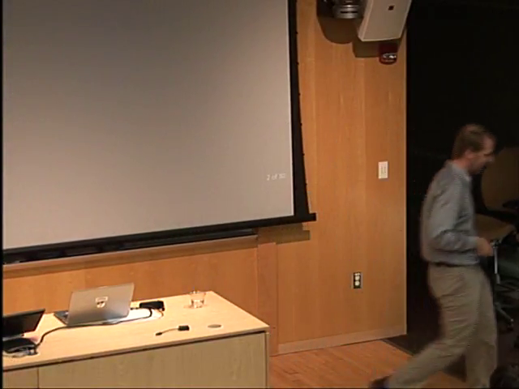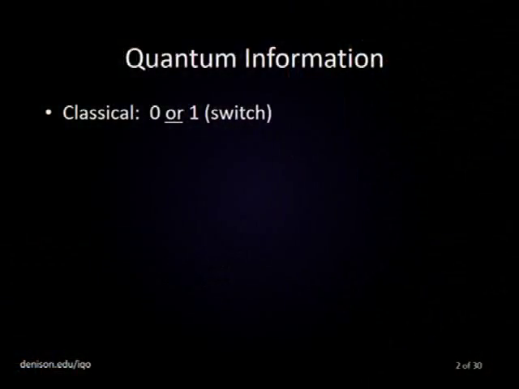So I'll just briefly recap what she already said, which is for quantum information. For information in general, like the bits stored in your phone or your computer, it's a classical bit. So this is classical physics. It's a light switch, right? It's off or it's on. It's a zero or it's a one.